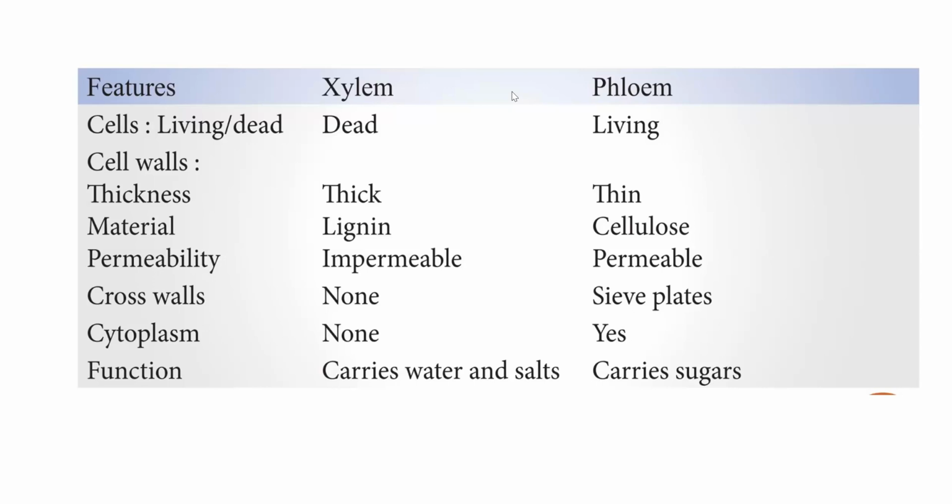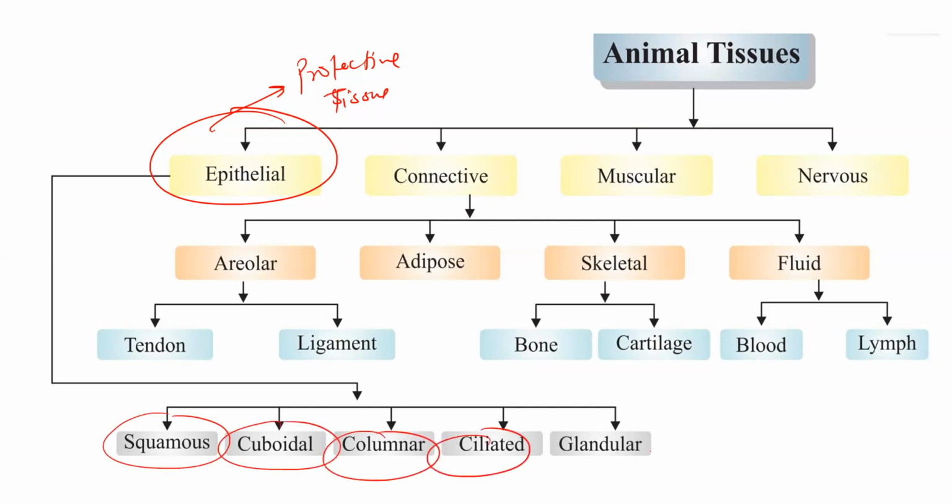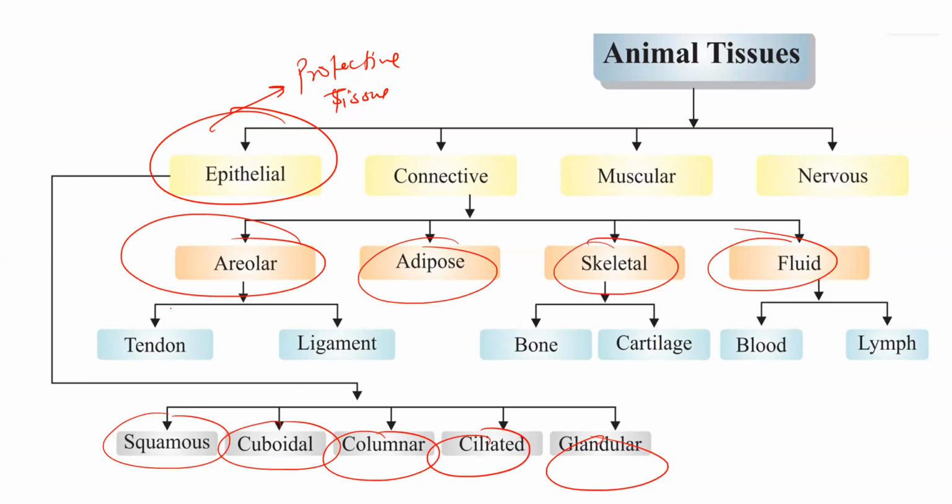Has everyone made this chart in your copy? Animal tissue has been divided into, firstly, four types. The epithelial tissue, also called protective tissue, then connective tissue, muscular tissue, and nervous tissue. Epithelial tissue is divided into squamous, cuboidal, columnar, ciliated, and glandular. Similarly, connective tissue is divided into areolar, adipose, skeletal, and fluid. Areolar is divided into two parts. Make it fast.